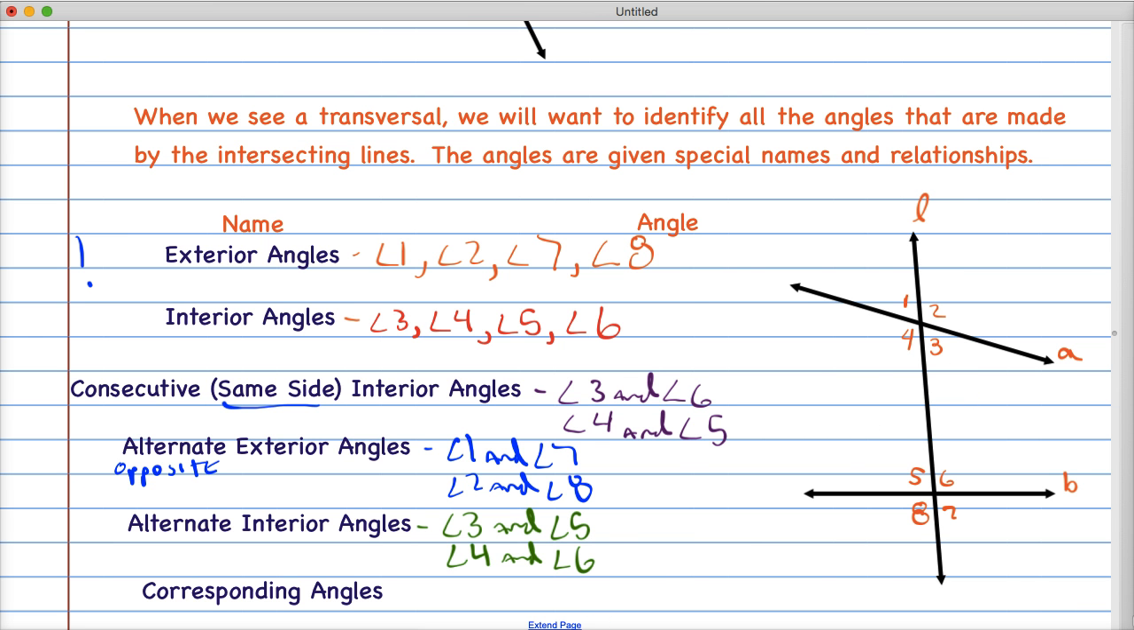And the last set that we're going to talk about are corresponding angles. When you think of corresponding angles, remember we said when a transversal cuts over a line, there are 4 angles that are made, right? In each one of these. So when you're thinking about corresponding angles, you want to pick the angle that's made by line L and A that corresponds to the same angle that's cut by L and B.